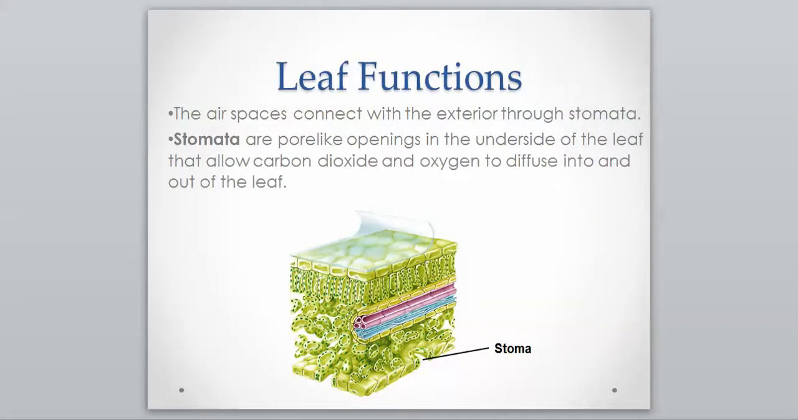These spaces connect with the exterior through what are known as stomata, or a singular would be a stoma. And these are pore-like openings in the underside of the leaf that allow carbon dioxide, or CO2, and oxygen to diffuse into and out of the leaf. So these holes, these stoma or stomata, are going to allow CO2 to diffuse into the spongy air pockets up here, and they're going to allow oxygen to diffuse out.